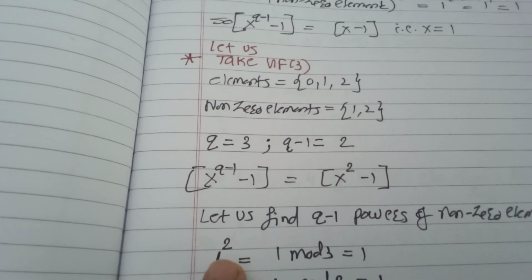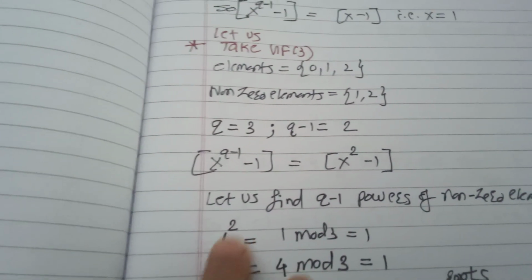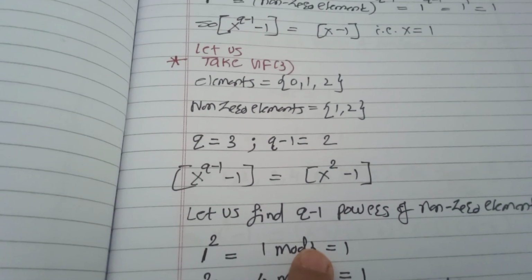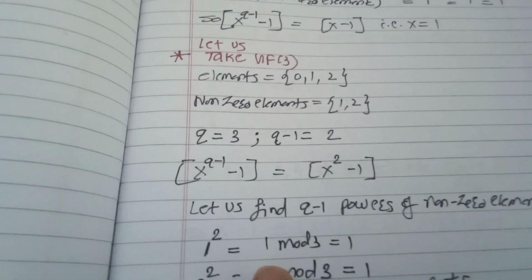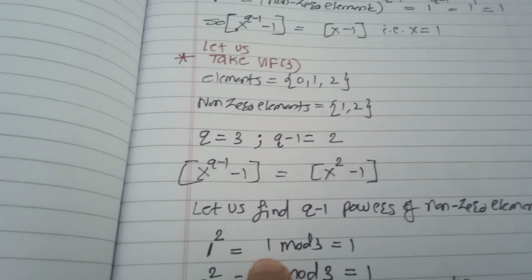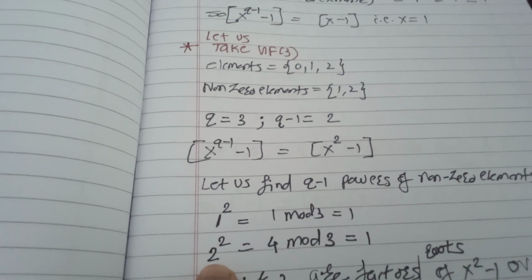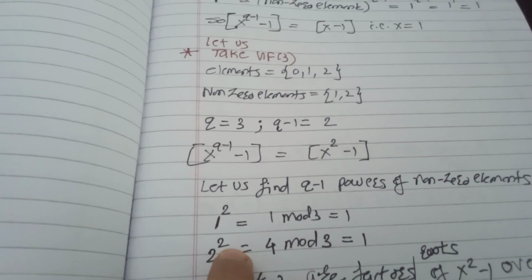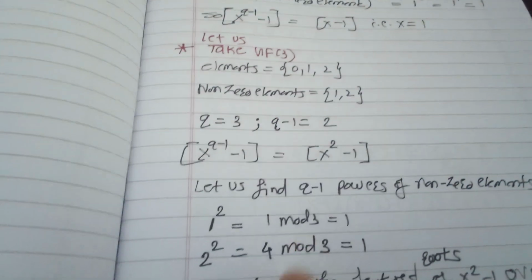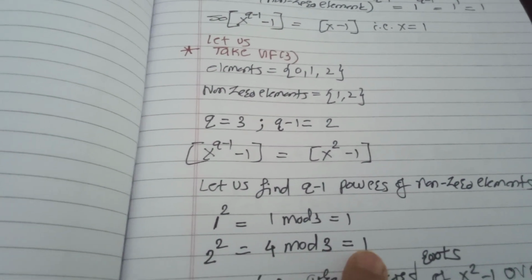The non-zero elements are 1 and 2, and q minus 1 is 2. So 1 square is equal to 1 mod 3, because it is Galois field 3. How do you do this? 1 mod 3 means 1 divided by 3, and the remainder is 1. Then 2 square is equal to 4, and 4 mod 3, because it is Galois field 3. If you divide 4 by 3 and take the remainder, it will be 1.